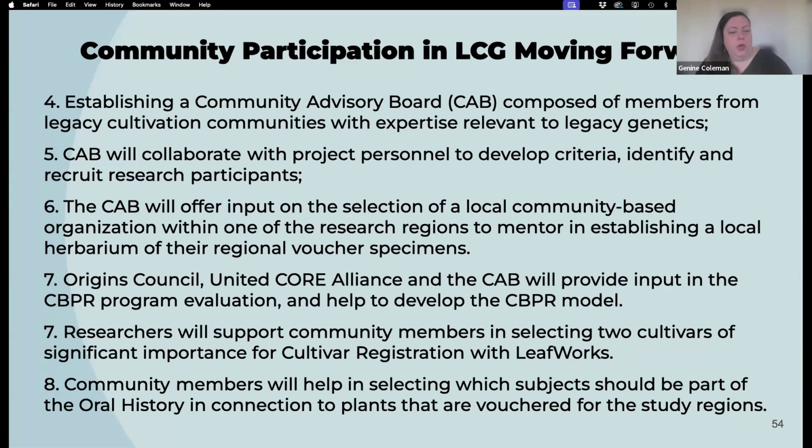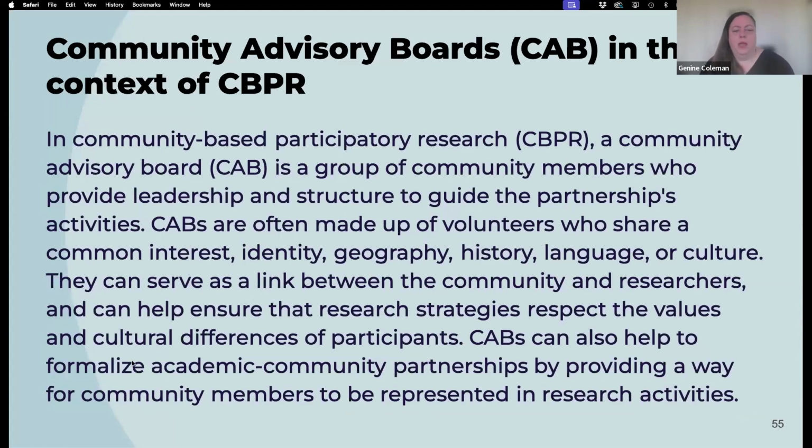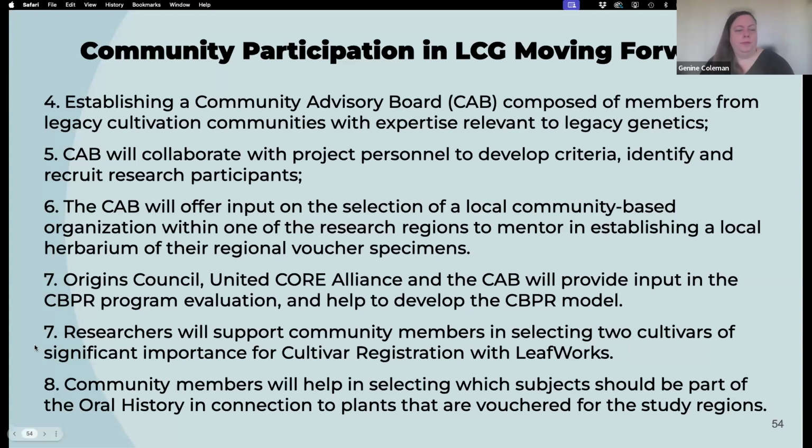Origins Council, United Core Alliance, and the CAB will provide input in the CBPR program evaluation. And that evaluation will help to develop the CBPR model, which is one of the objectives and outputs of the research project, is to really try and create a model for communities that are legally marginalized to pursue community-based participatory research around cannabis.